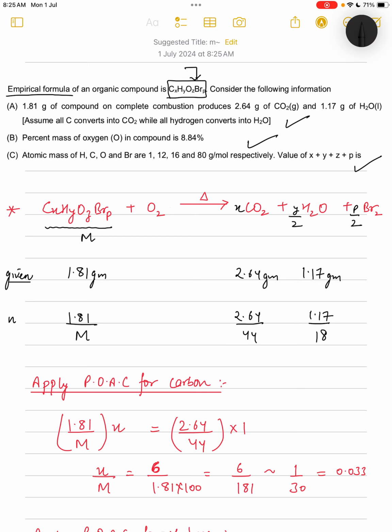Now, the organic compound which is given to you is CxHyOzBrp. We know every organic compound, whenever it undergoes combustion, that is, reaction with O2, its main products are CO2 and H2O. These are the two important products it gives, right? Now, if the organic compound contains nitrogen or a halogen, an additional product will be formed, that will be a halogen molecule. Here in the case of this organic compound, we have bromine.